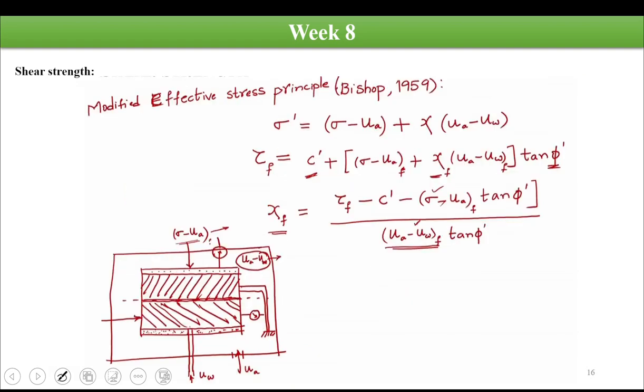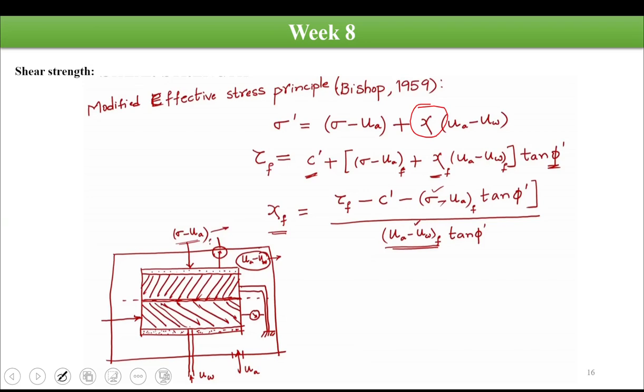So, based on this concept of matric suction, the modified effective stress principle is given. Bishop's equation is modified, and it can be used in the format that sigma dash is equal to sigma minus ua plus zeta times (ua minus uw). And this zeta is the effective stress parameter.